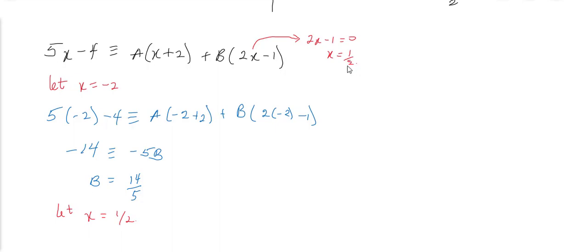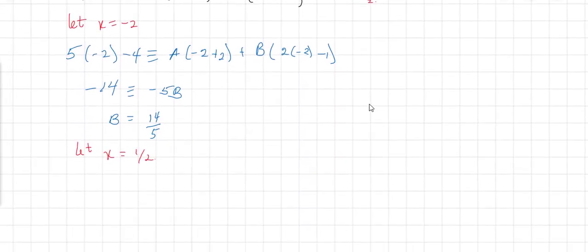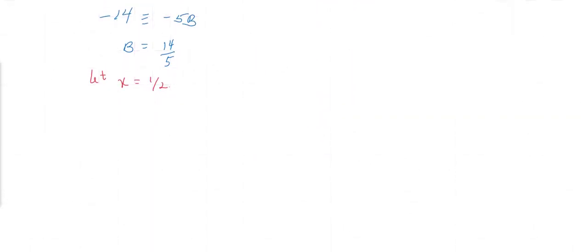This implies that when I substitute 1 over 2 into this expression, this term is going to go to 0. So that's another way to get to know the value to be substituted if you can't see it straight away. Okay, so let x be equal to 1 over 2. Doing my substitution, this should be 5 of 1 over 2 minus 4 is equal to a of 1 over 2 plus 2 plus b of 2 of 1 over 2 minus 1, and that ends the substitution.